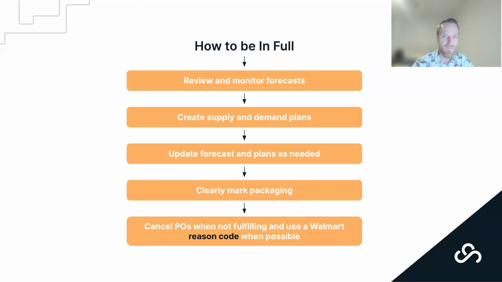And of course, things change, so you have to monitor those. We know Walmart can change the forecast right up until they're ordering. So you have to stay on top of that and do the best you can to have the inventory needed. Clearly marked packaging also goes back to the invalid scenarios, where clear packaging can help reduce some of those manual errors and avoid invalid in full charges.